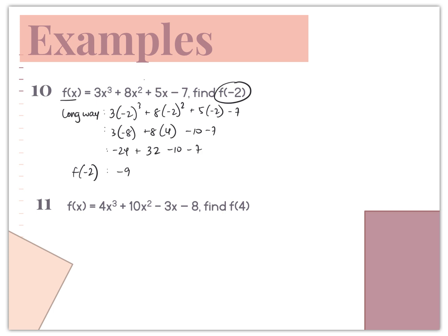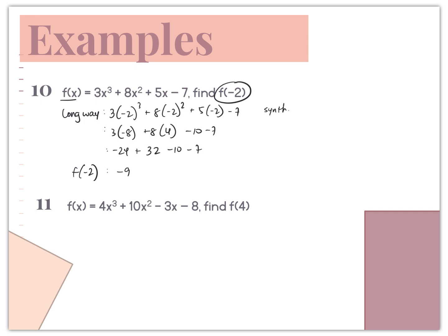I could see that as an ordered pair, negative 2, negative 9. I know my x and my y, input and output, however you want to see it. But the value of the function is negative 9. Now let me show you how you can use synthetic division to save yourself all the math.